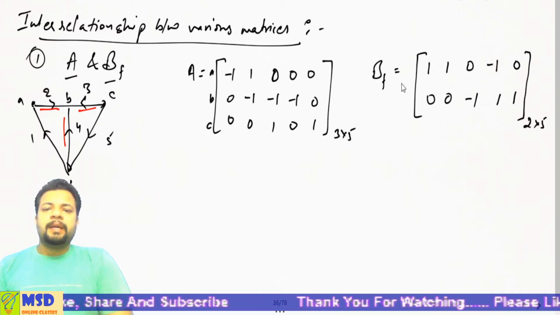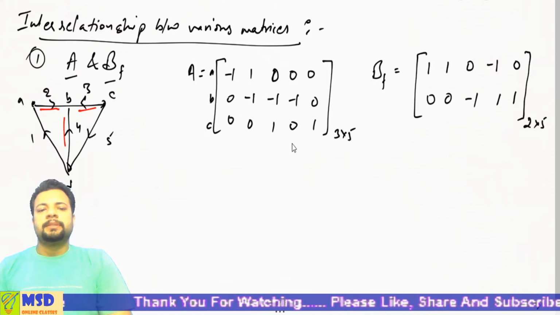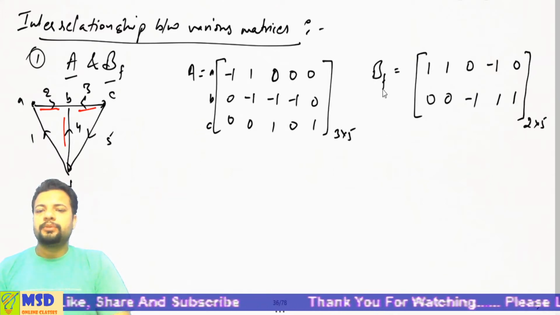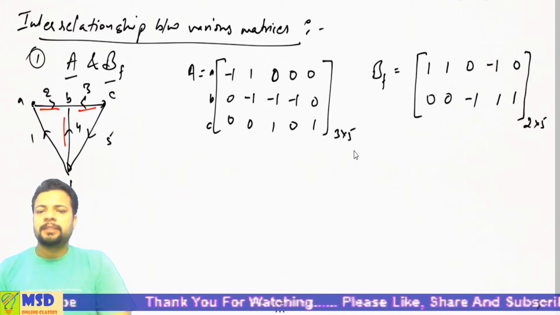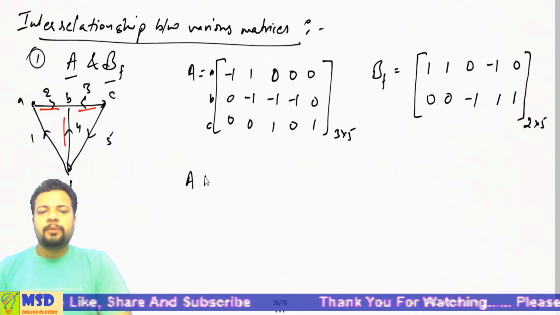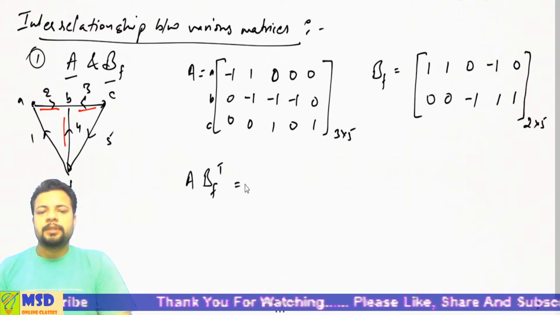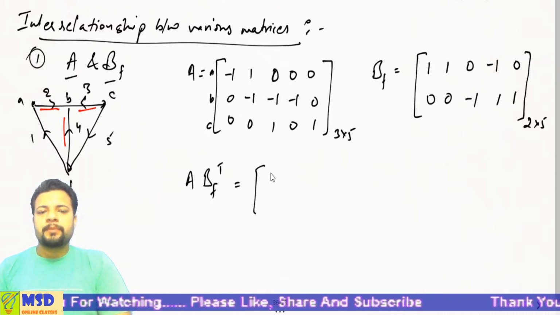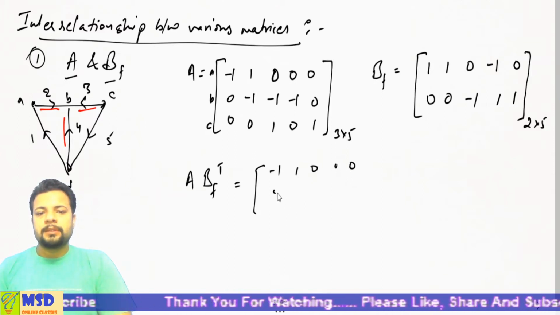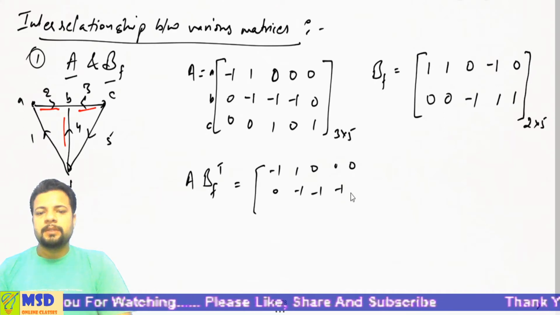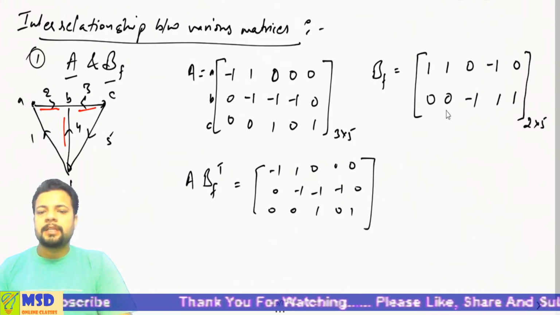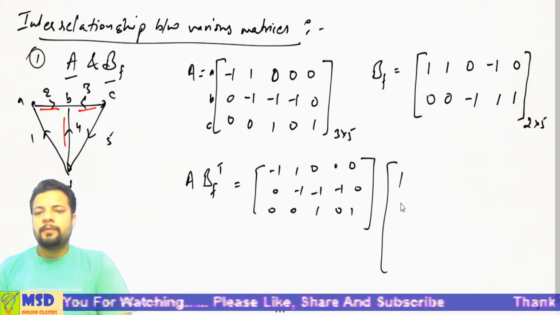If I want to multiply these two matrices, I am supposed to take the transpose of the BF matrix, then only I can multiply these two matrices. Now, A into BF transpose, this would be -1, 1, 0, 0, 0, 0, -1, -1, -1, 0, 0, 0, 1, 0, 1. And the transpose of this matrix would be 1, 1.